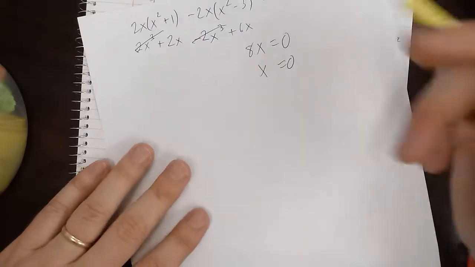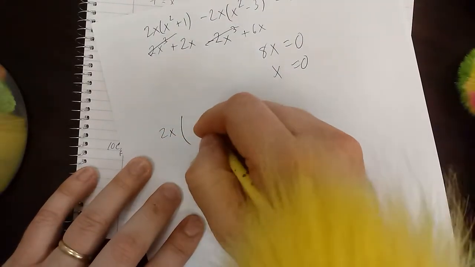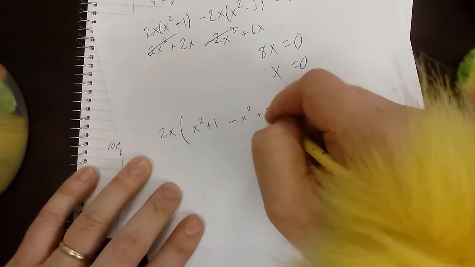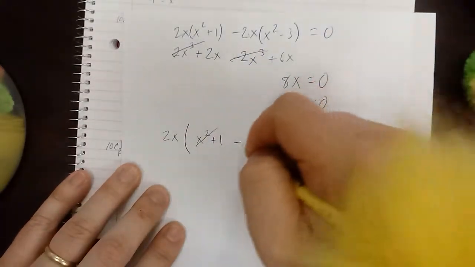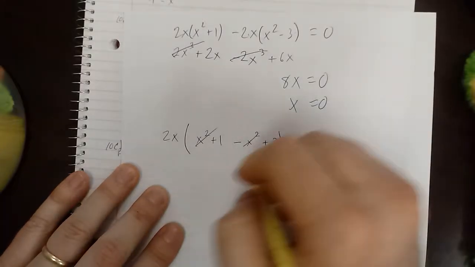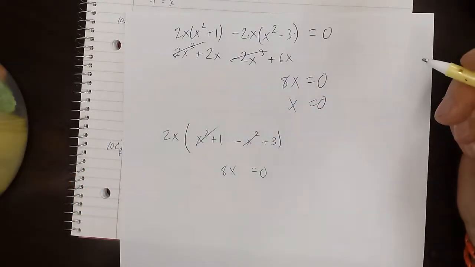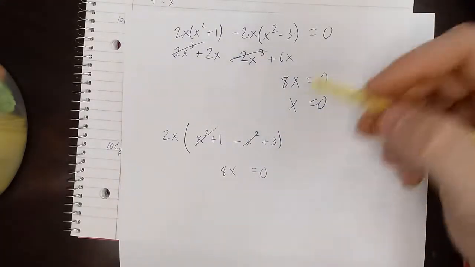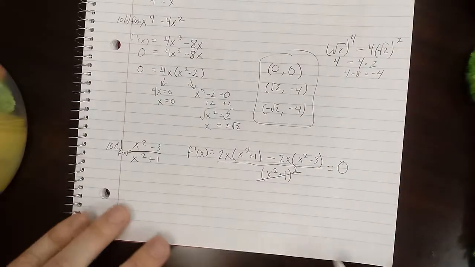So the other way that I wanted to try handling this was pulling a 2x out of everything and saying x squared plus 1 minus x squared plus 3. So I just pulled the 2x out of everything and then distributed that negative to those. When I do that, I get 2x times 4, 8x. Doesn't really save us much work for this one, so never mind. Look at me all trying to be fancy. It just doesn't. Whatever. Okay, so I get x is 0.